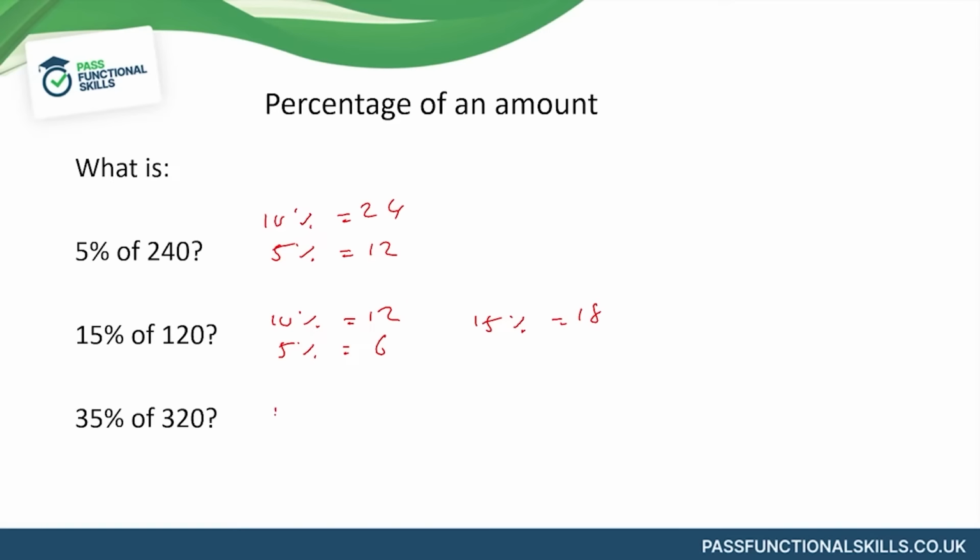For 35%, well, 10% is 32, and 5% is 16. Now 35% is 3 10% and 1 5%. Well, we know 5% is 16, so we want 3 lots of 32: 30, 60, 90, 96. So therefore 35% is going to be 96 plus 16, which is 112.